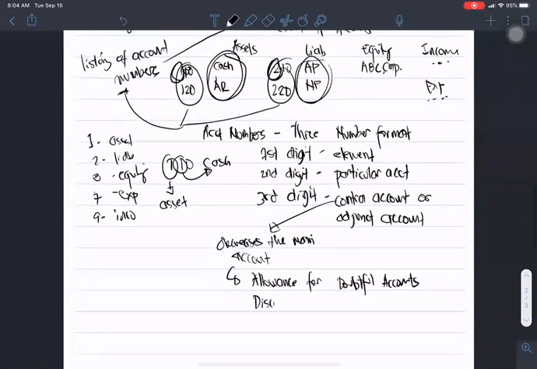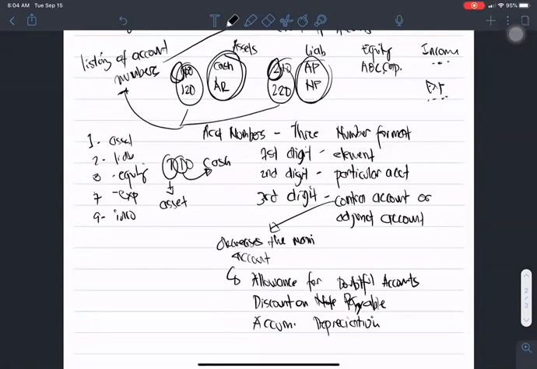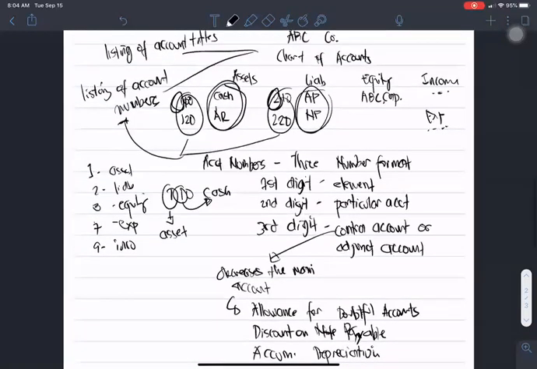discount on note payable, what else? You have your accumulated depreciation. So these accounts are contra accounts. So what about an adjunct account? If a contra account decreases the main account, an adjunct account increases the main account.